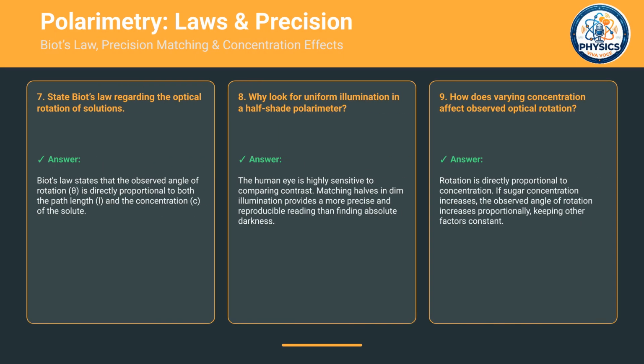We continue with Biot's law, precision, and concentration effects. Biot's law states that observed rotation is directly proportional to both path length and concentration. Uniform illumination in a half-shade polarimeter provides a more precise and reproducible reading, as the human eye is sensitive to compare and contrast. Varying concentration affects the observed rotation proportionally.